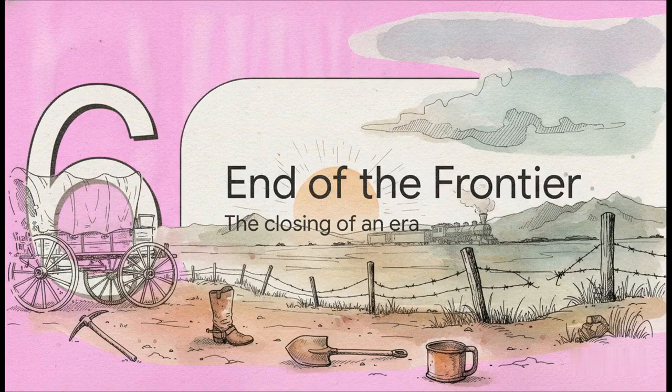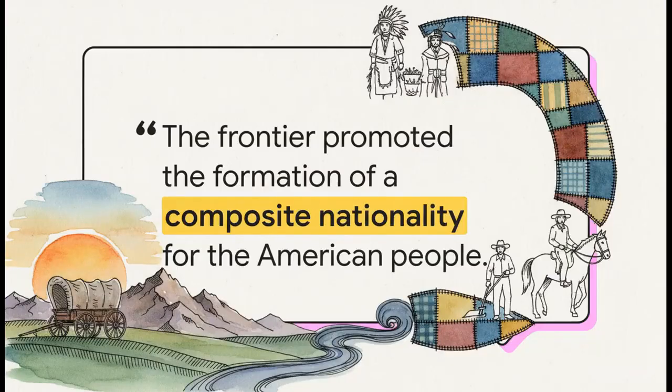Finally, Section 6, the end of the frontier. How did this massive era actually draw to a close? Well, by 1890, the superintendent of the census officially declared that the unsettled area of the West had been so broken into by isolated settlements that a true frontier line just didn't exist anymore. The open land was essentially gone.